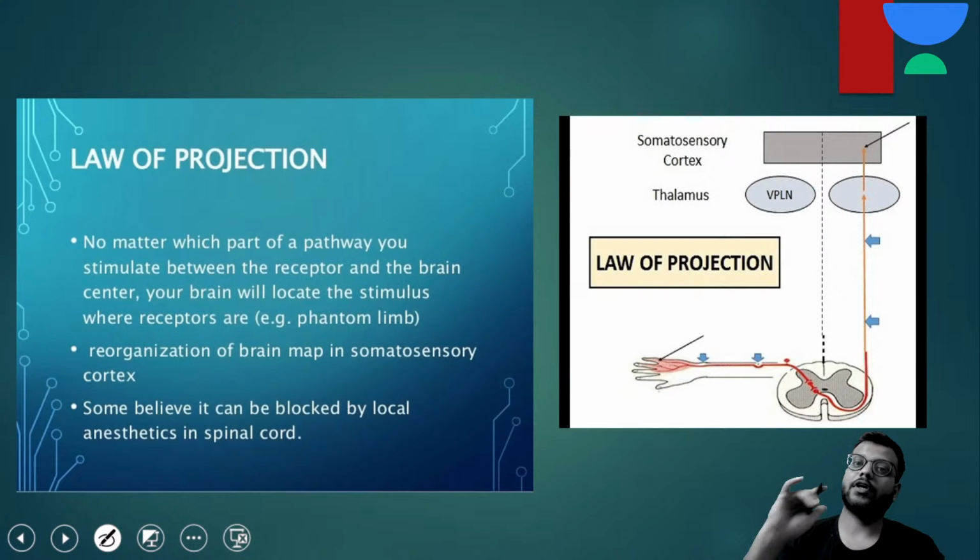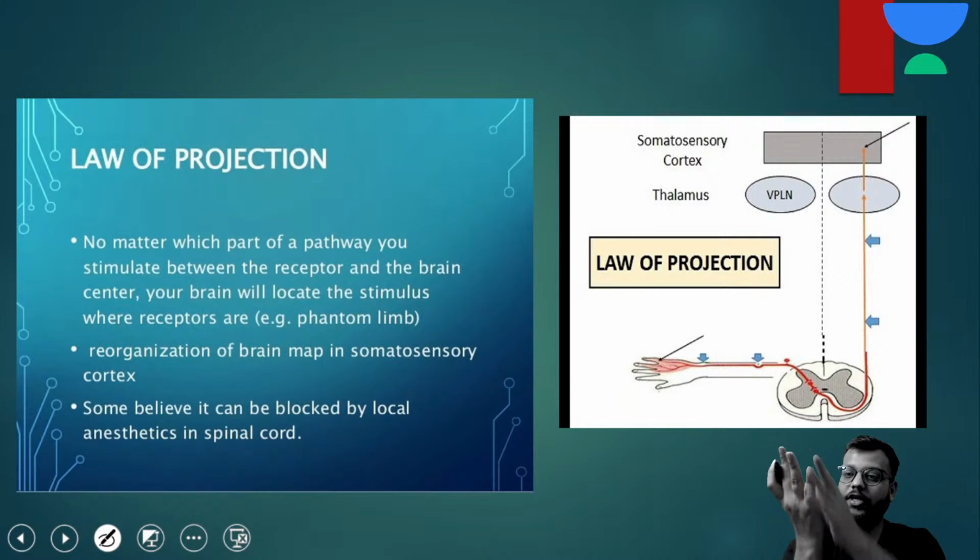And very, very important: phantom limb is based on the law of projection. So what does the law of projection say? If I have a receptor here, and this receptor gets its signals from this entire region, then if there is any injury at the site of the receptor, or at any level between this and the brain, then not just this area, the entire area will have loss of sensation.